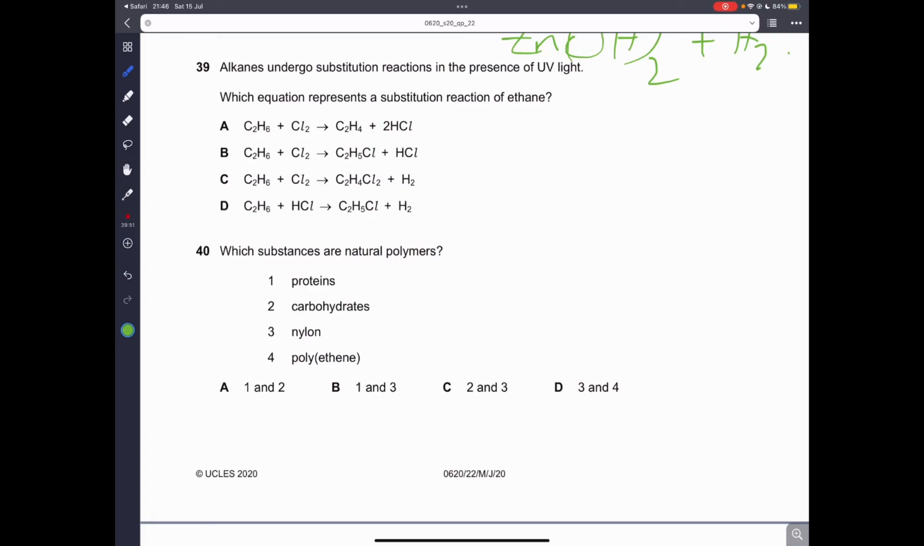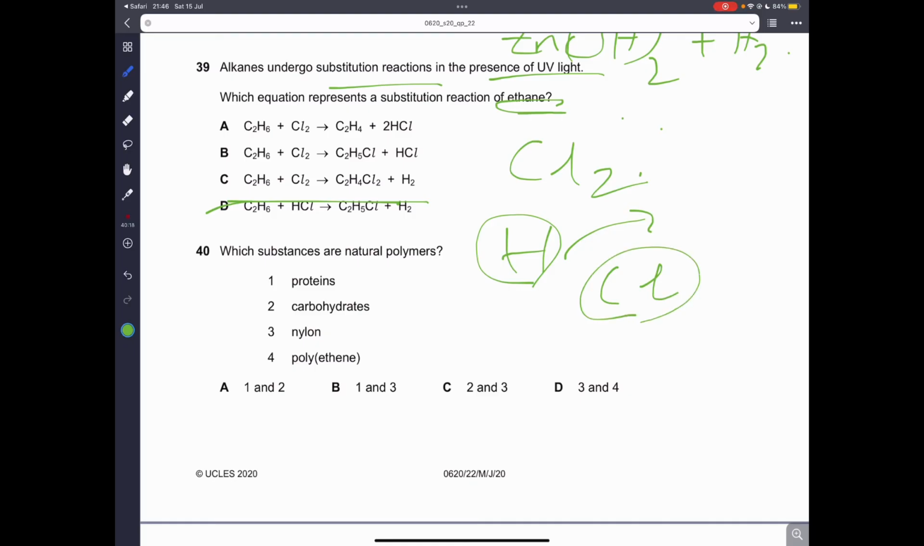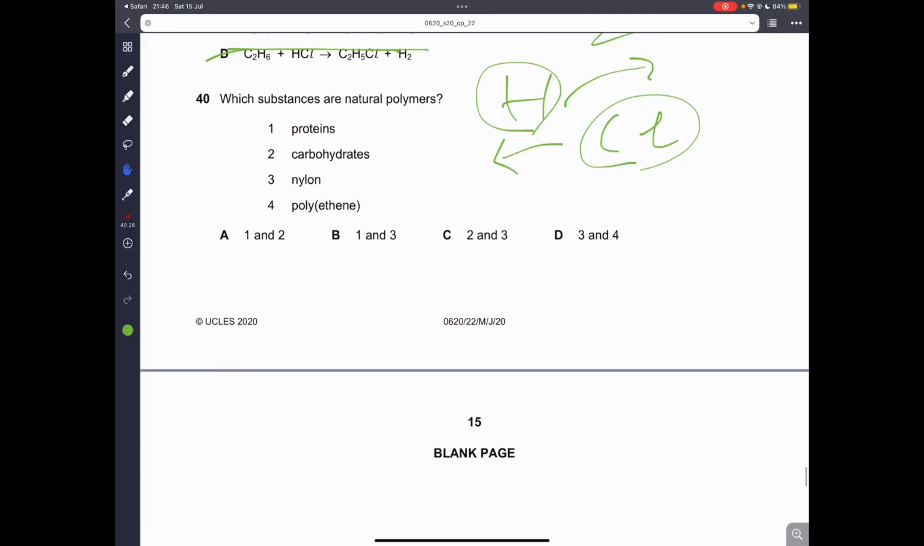39. Alkanes undergo substitution reactions in the presence of UV light. This is information that you have to remember as well. Which equation represents a substitution reaction of ethane? Okay, so we are substituting with chlorine. So D is the wrong answer. One hydrogen atom is going to get removed, while one atom of chlorine is going to be introduced into the structure of ethane. So it's going to be C2H5Cl plus HCl as the byproduct. So B is the correct answer.